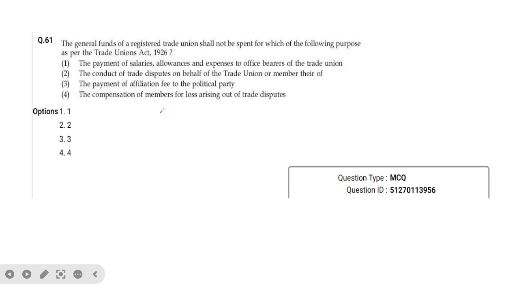Question number 61. The general funds of a registered trade union shall not be spent for which of the following purposes as per the Trade Unions Act of 1926? The payment of salaries, allowances and expenses to office bearers of the trade union, yes. The conduct of trade disputes on behalf of the trade union or member thereof, yes. The payment of affiliation fee to the political party, no. The compensation of members for loss arising out of trade disputes. So the third option, because it is asked which cannot be spent.